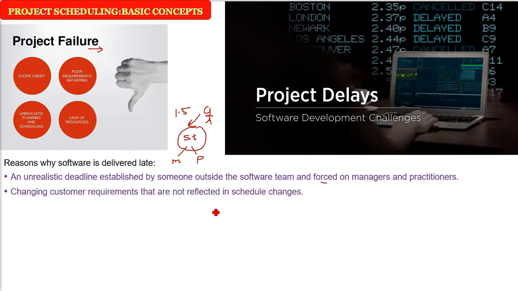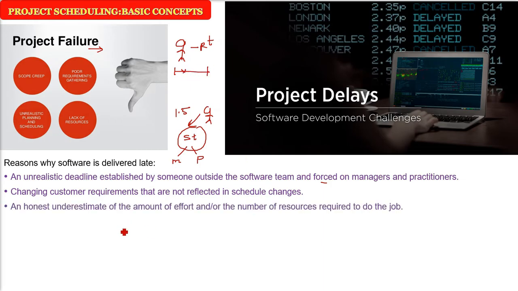The second reason may be that the requirements of customers keep on changing, and since the project schedule has already been made, it is not reflected in the schedule, or the schedule doesn't change with respect to the changing requirements. There may be a case of honest underestimation of the amount of effort or the number of resources to be employed to get the job done, which is not properly managed or understood. For example, 10 people are needed, but only 6 people are given the job or hired.